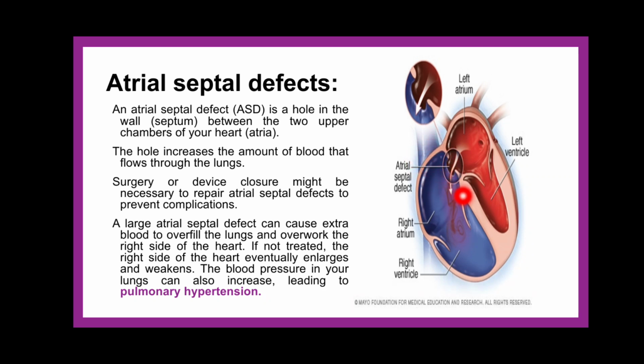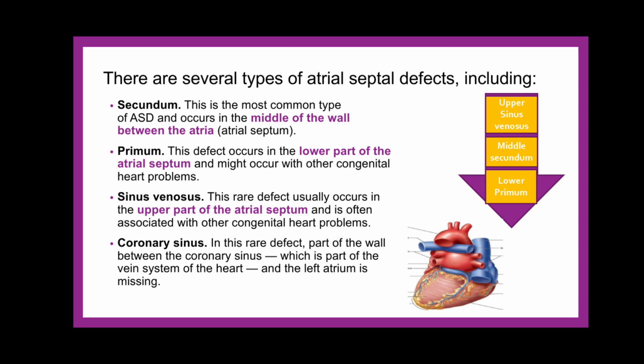But if it is a large hole, it causes the extra blood to overfill the lungs and overwork the right ventricle, or the right side of the heart, along with overworking of the lungs. So pressure in both the lungs as well as the right side of the heart increases, because of which it eventually leads to pulmonary hypertension too.